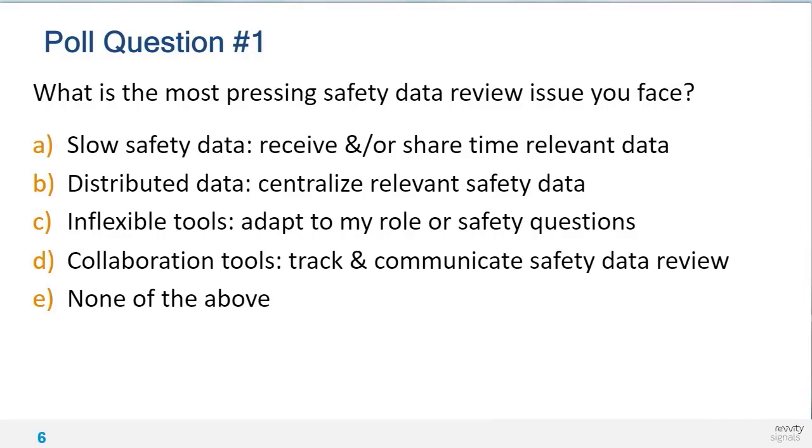If any of our presenters want to chime in while we're waiting, what do you think is going to be the highest? Yeah, thanks, Leslie. We normally see distributed data and getting access to data as the primary focus there.